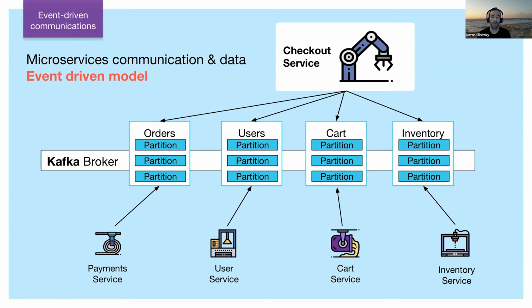And you can create your own caches in your service in order to know what's going on with specific elements that you are interested in. Now, so checkout service listens to inventory topic, cart topic, users topic, and then it can get all this information without these services even knowing that there is a checkout service. It's not interesting to them.